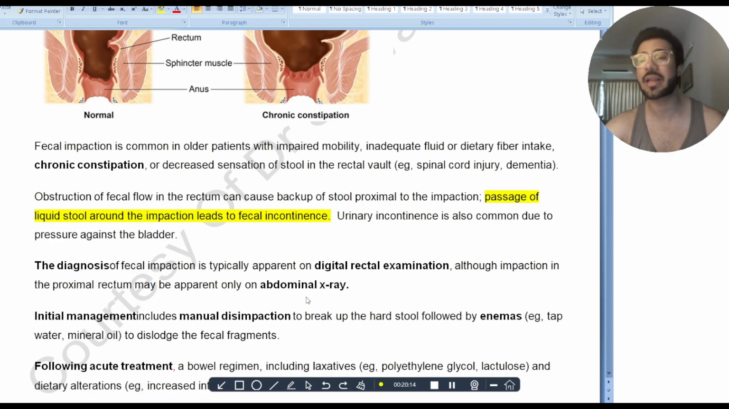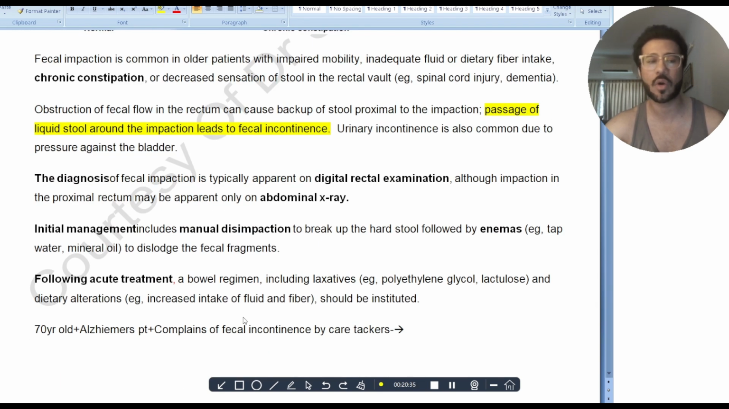The diagnosis of fecal impaction is typically apparent on digital rectal examination, although impaction in the proximal rectum may be apparent only on abdominal x-ray. So you do a DRE and you are able to palpate the hard stool stuck, and that is what confirms the diagnosis that the incontinence is basically due to impaction. Initial management includes manually disimpacting the stool, breaking it up, giving an enema, and dislodging the hard stool, and the patient is going to be all well.